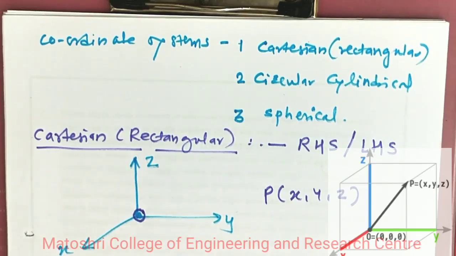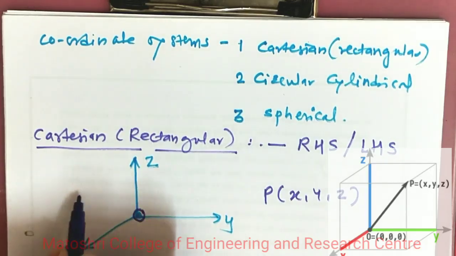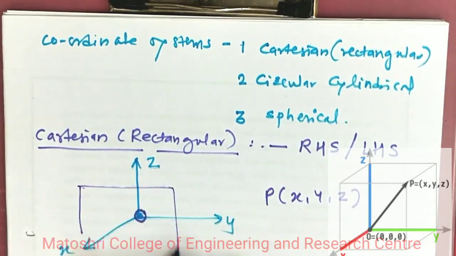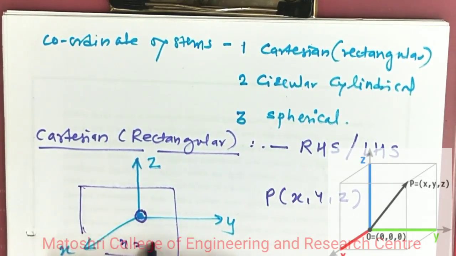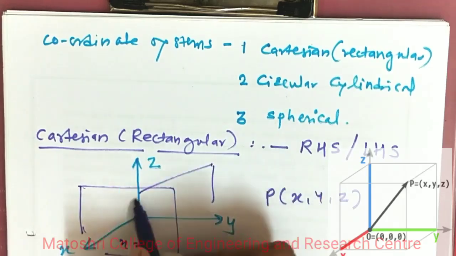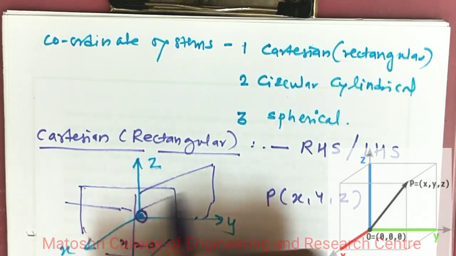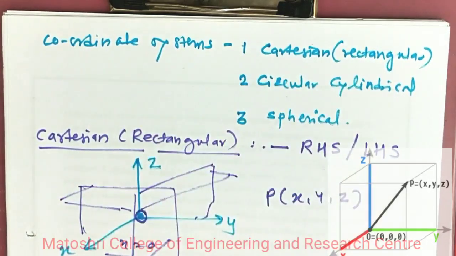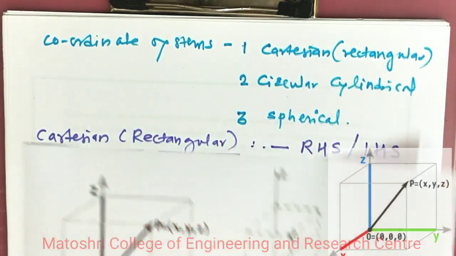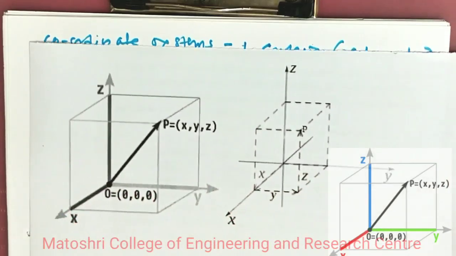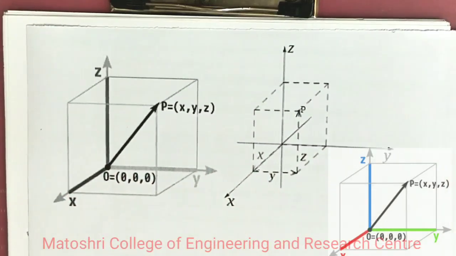So to locate the point P, we need to draw the intersection of the three planes. First draw a plane x equals constant, then y equals constant, and respectively z equals constant. To avoid confusion, I have drawn the figure over here. You may find in this figure that a point P is located at one of the corners of this cuboid.